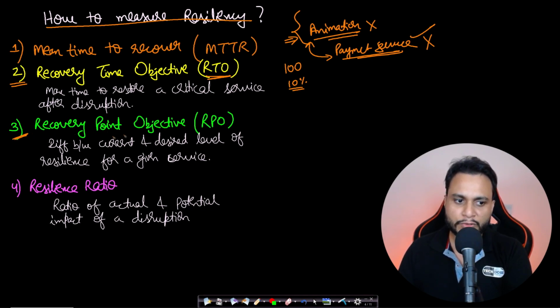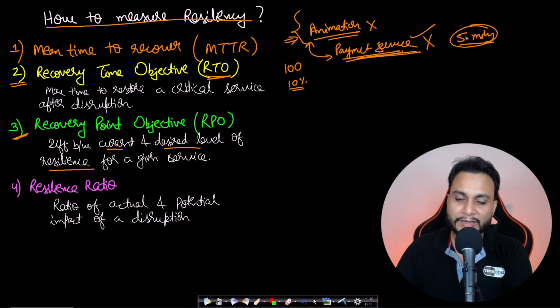Another one is RPO, which is recovery point objective, which is the difference between the current and desired level of resiliency for a given service. So if we pick a service like the payment service and we think about how resilient it is, let's say I was expecting that the recovery must happen within 5 minutes after a failure, but it is recovering within 2 minutes only. So I will say it is performing better than expectation, isn't it? So this is again a comparative term.